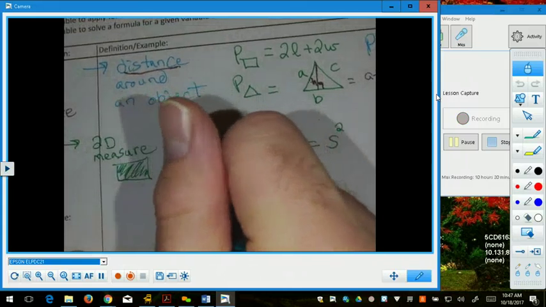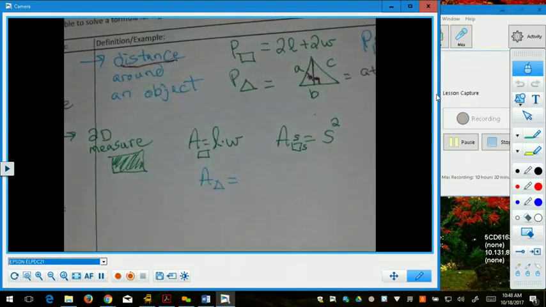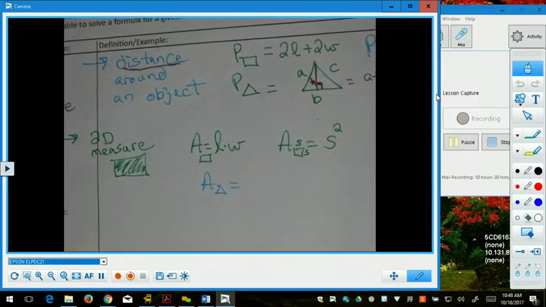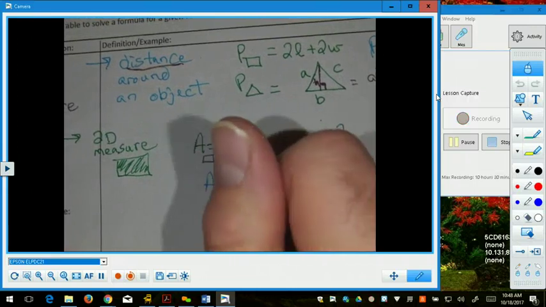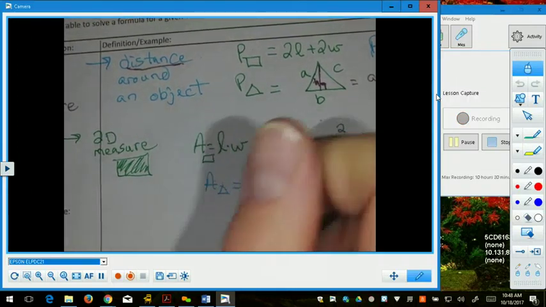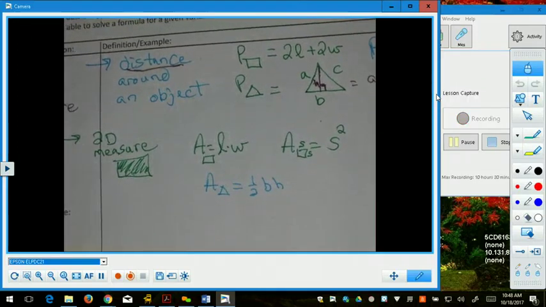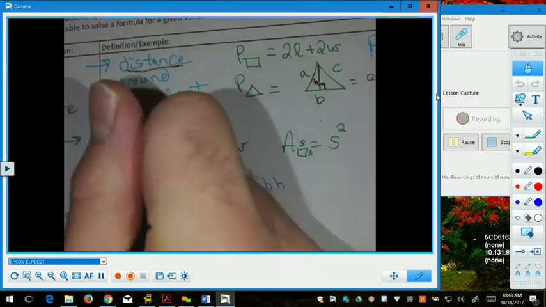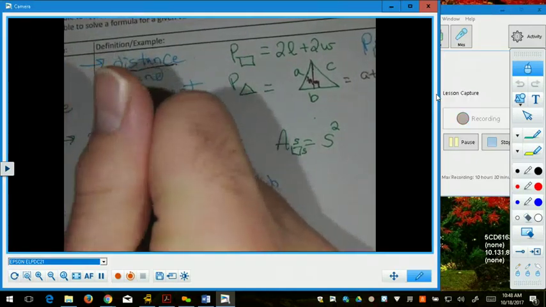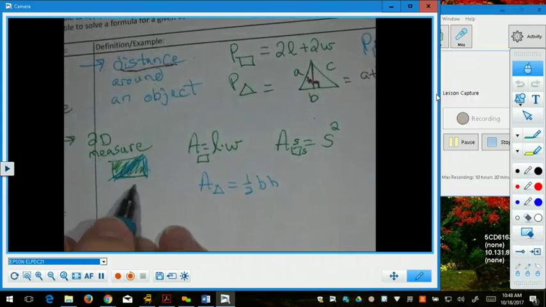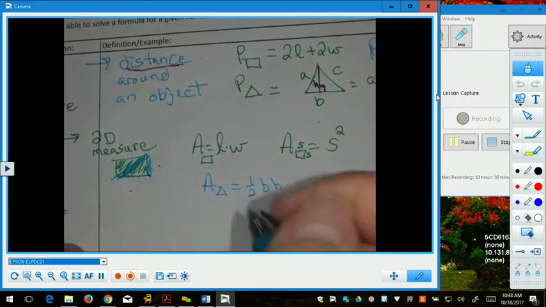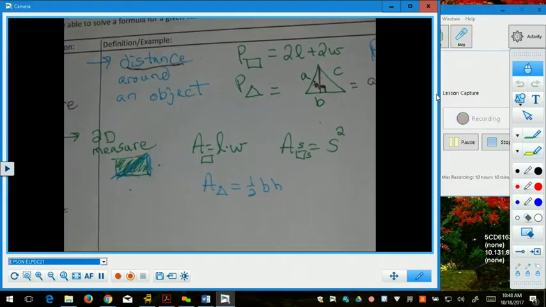And the area of a triangle. Yep, it is half the base times the height because, see our rectangle? All I would do is draw a line to cut that in half, and I now have a triangle. It's still base times height, but I only have half of the shape. So half base times height for the triangle.